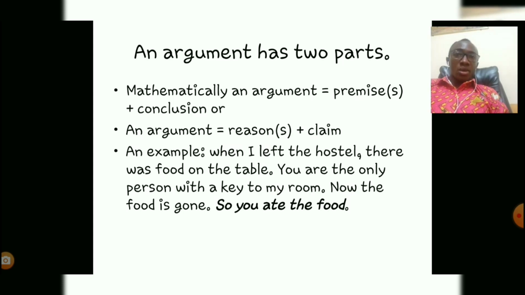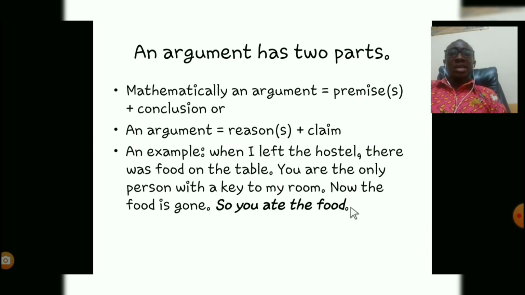One, when you were leaving the hostel, there was food on your table. And he is the only one who has a key to your room. Now, when you came, the food is gone. So now, you ate the food. So all those reasons you are giving to show that the person ate the food are what we call the premises. So it is a wonderful argument.